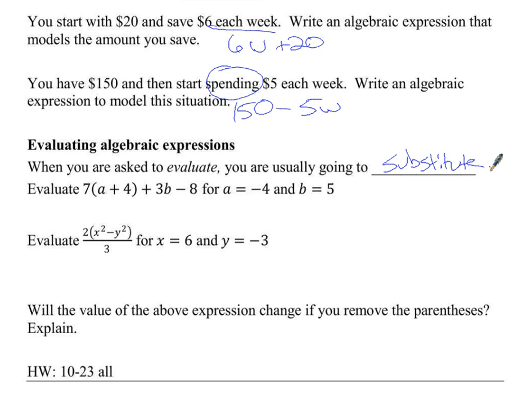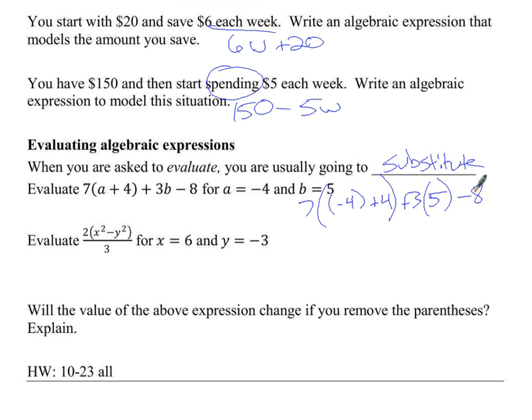So evaluate this expression for a is -4 and b equals 5. What do we do? So we write 7. Then we have this grouping symbol here. How do I write the next number? Anytime I substitute, in parentheses. Parentheses, -4. And then continue. Plus 4. Close the grouping symbol. Plus 3. How do I write that? In parentheses, 5. And then the -8.